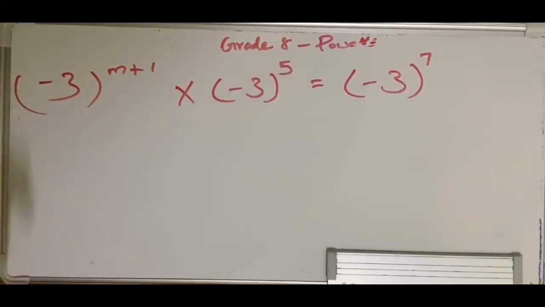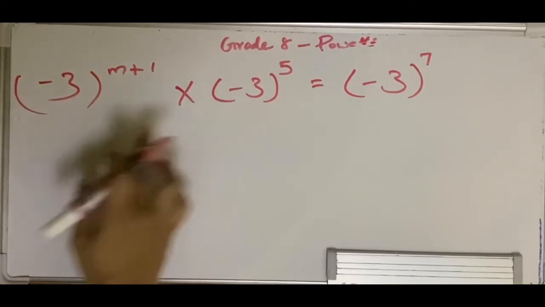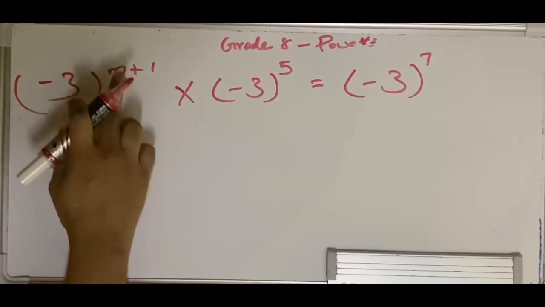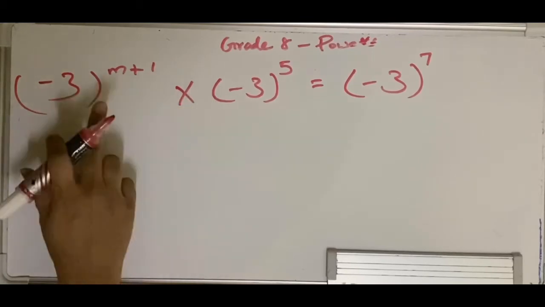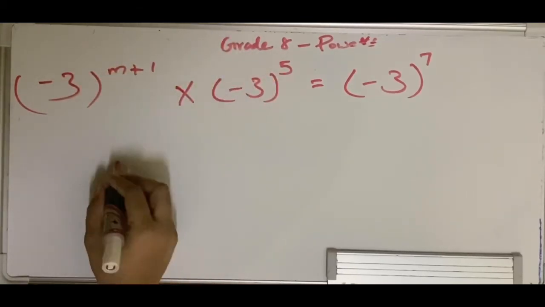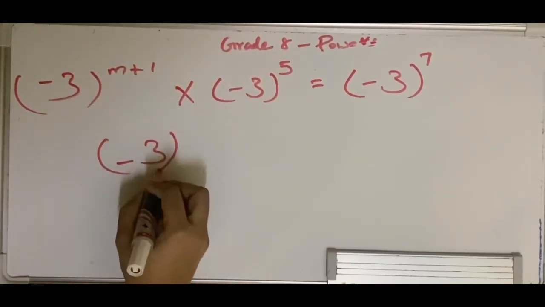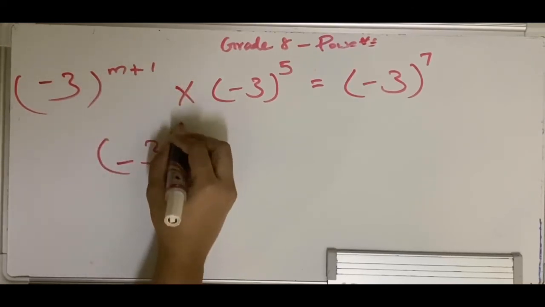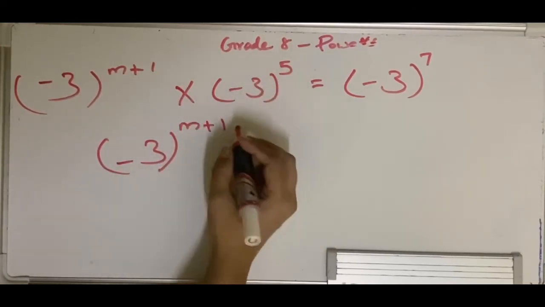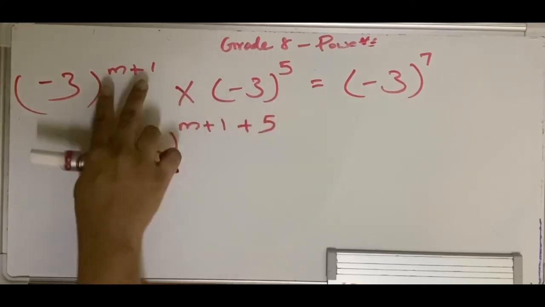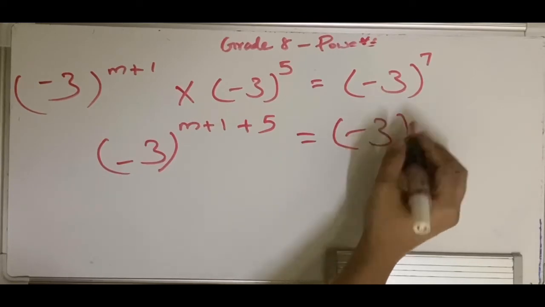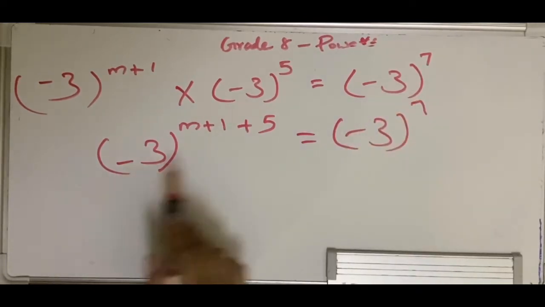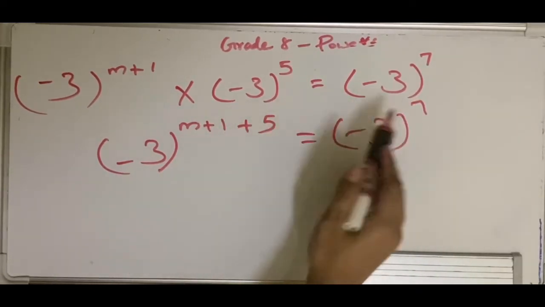Next example is about finding value of m, and here as you can see the base are same, so it is in the form a raised to m multiplied a raised to n, and we know that it should be equal to a raised to m plus n. So here this should be equal to minus 3 raised to, this would be over m and this would be over n, so m plus n would be simply m plus 1 plus 5, right, would be equal to minus 3 raised to 7. Since our base numbers are same, we can equate the powers.